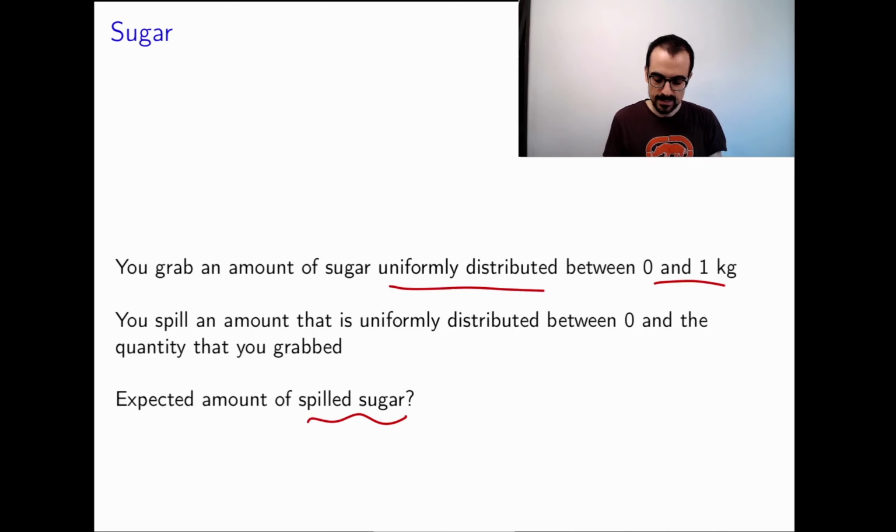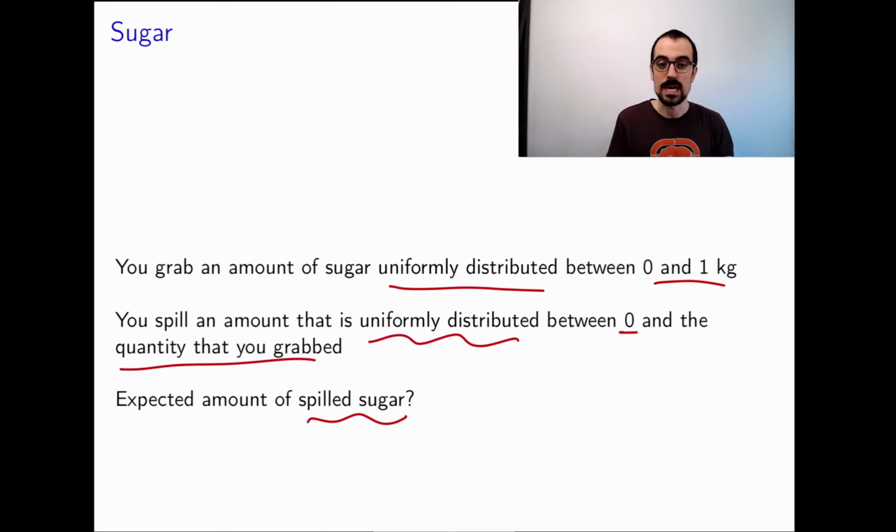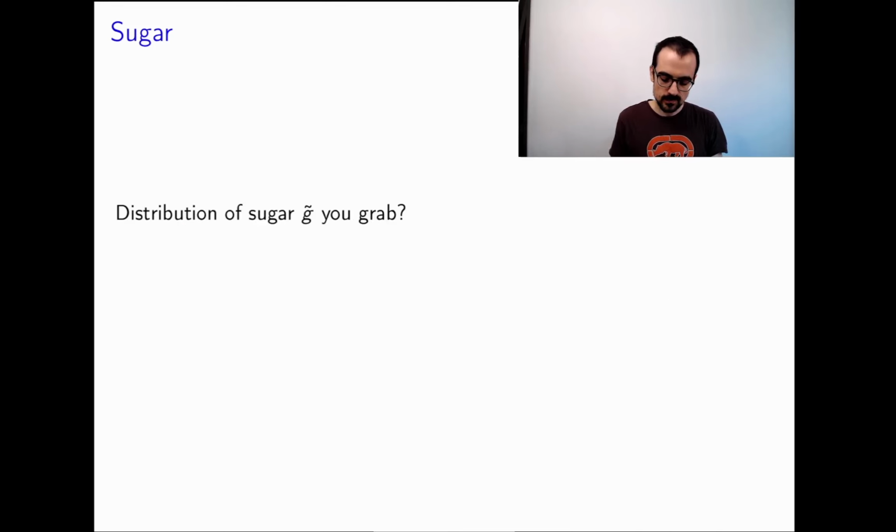That's going to be easy. And then we have the spilled amount of sugar, which is uniformly distributed between 0 and however much sugar we grabbed. So we already see that this is going to be some conditional distribution, right? Start thinking about how you would model this. Okay, so what's the distribution of the sugar that you grab? Again, I encourage you to stop the video and think a little bit about it. This one's easy, it's just uniform in 0, 1.